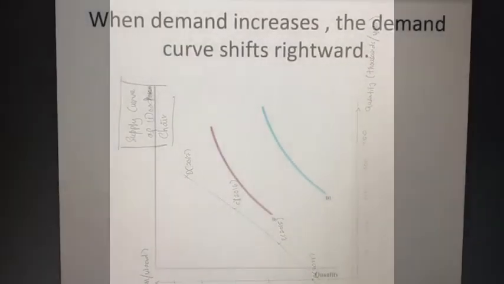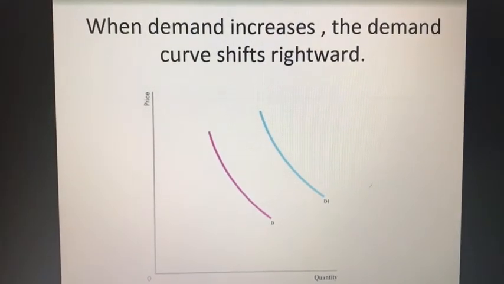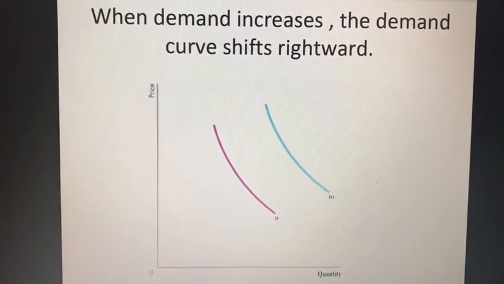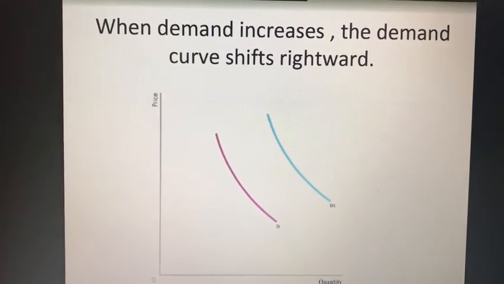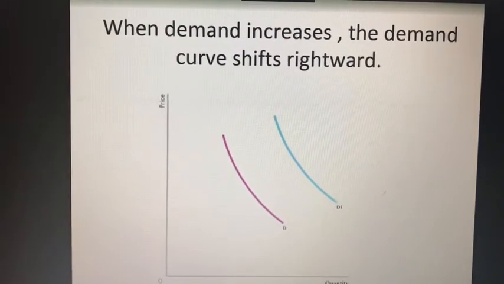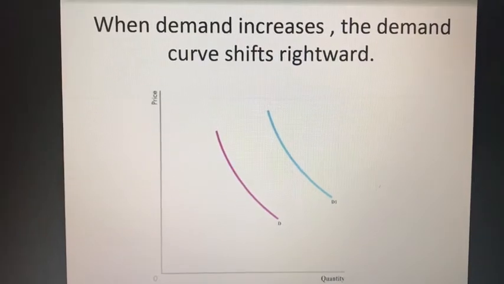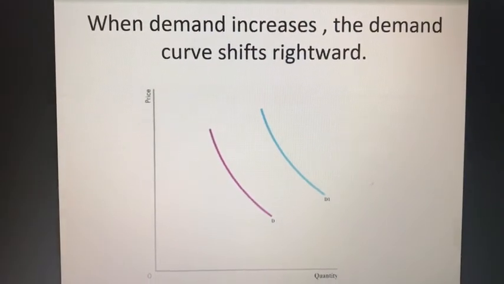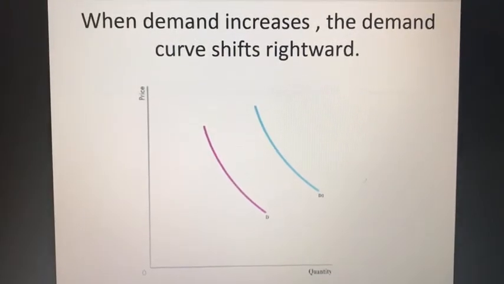That's all. Thank you. When the demand increases, the demand curve shifts rightward. The factor that affects the demand for wooden chair is population growth. Population growth increases the demand for wooden chair by increasing the number of wooden chair consumers.